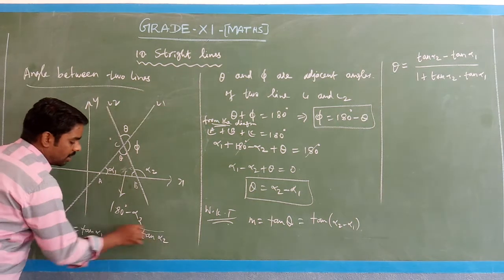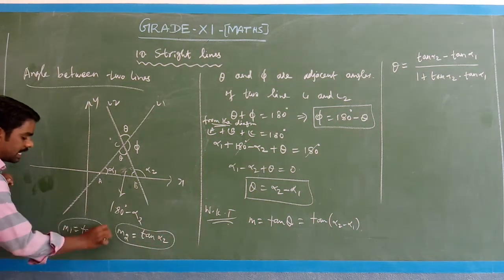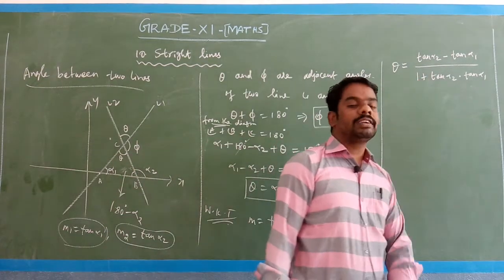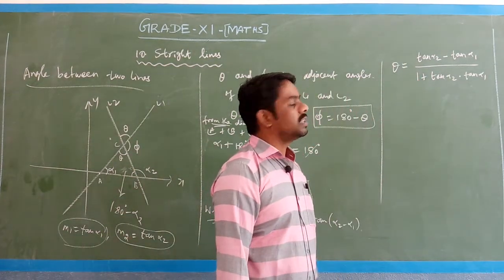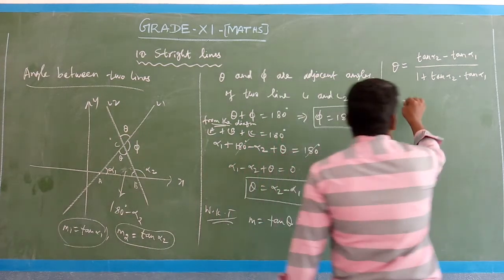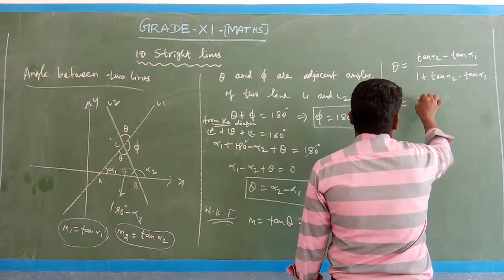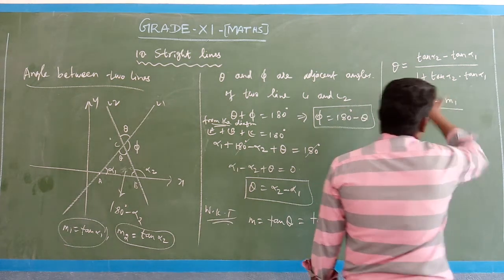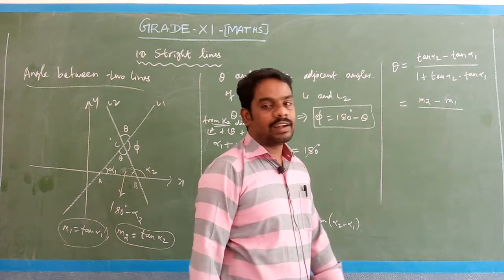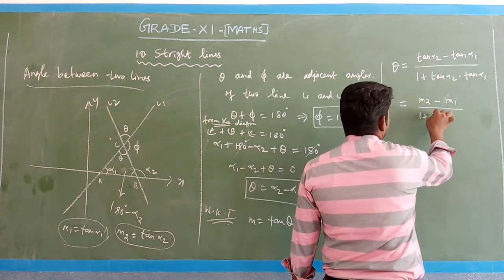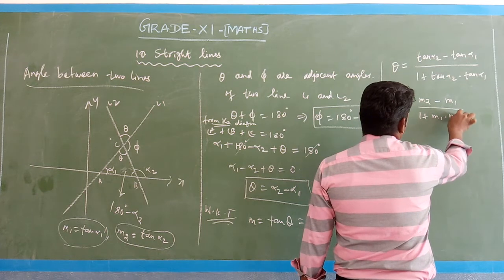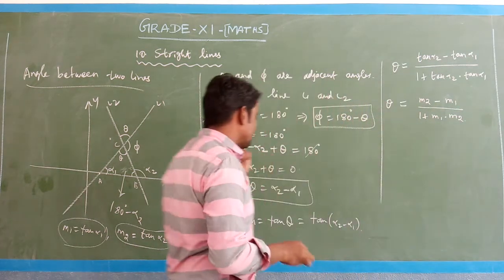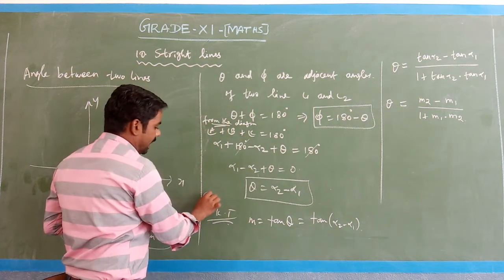m2 is called tan alpha 2 and m1 is called tan alpha 1. Here tan theta is equal to tan alpha 2 minus tan alpha 1 divided by 1 plus tan alpha 2 into tan alpha 1. So you know that tan alpha 2 is m2 and tan alpha 1 is m1, so tan theta is m2 minus m1 divided by 1 plus m1 into m2. This is theta. Case 1. Right. And case 2.